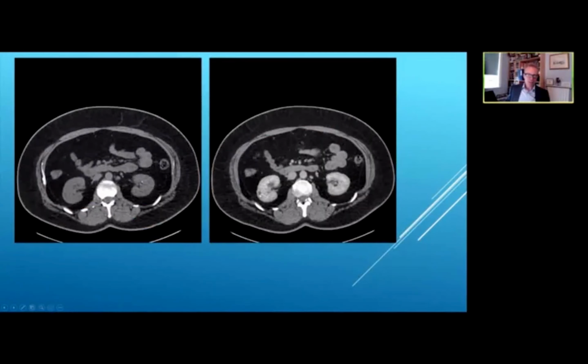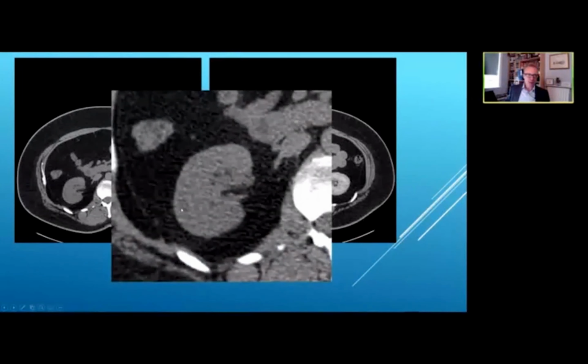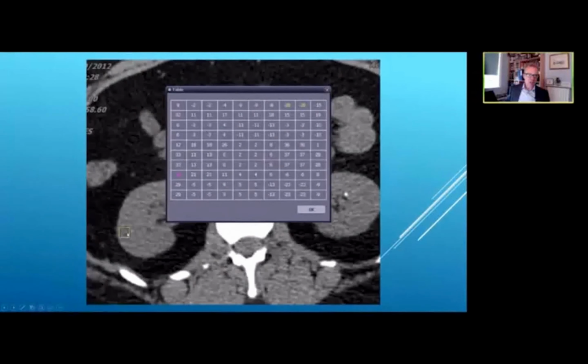Again, a subtle lesion on the right-hand kidney. Possibly something seen on the pre-contrast scan. You're comparing pre and post. Let's zoom in on it. I think there's something there. Measure the density on the pre-contrast scan.